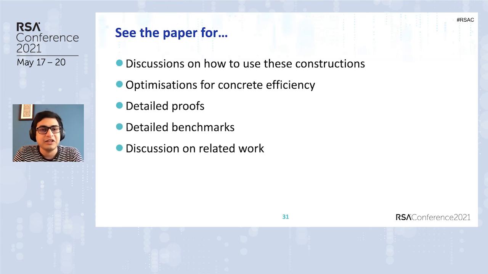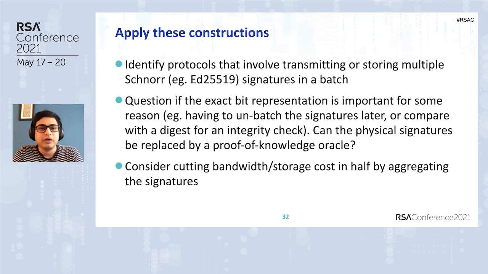So I encourage you to see the paper for more discussions on how to use these constructions, optimizations, and generally more discussions. So how to apply these constructions in your own protocols is first see if your higher level protocol involves sending around large batches of signatures and ask if the exact bit representations of these batches are really that important. And if not, then you can apply an aggregation construction to maybe save up to 50% in bandwidth when these signatures are transmitted.